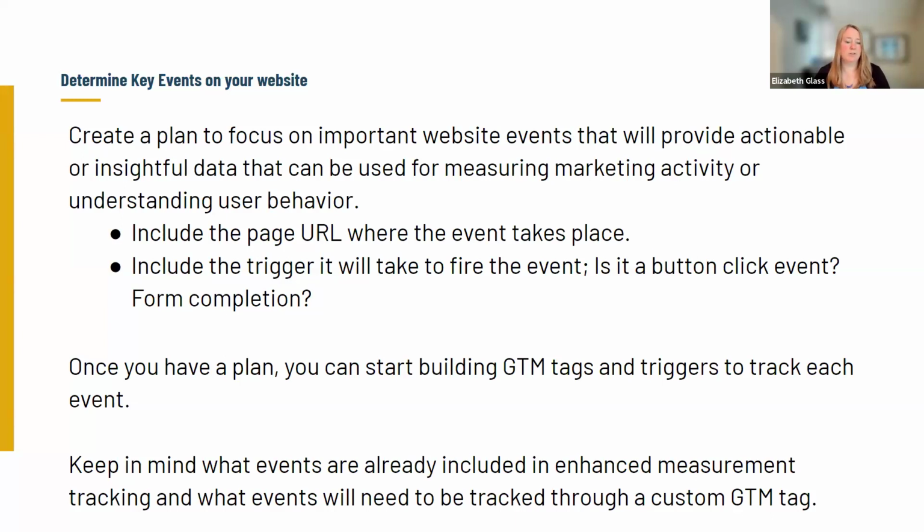So once you have all your list of events that you want to create, then you can go into GTM and start building your tags. And then you can create triggers that would fire each event off. So keep in mind what events are already included in enhanced measurements. You don't want to duplicate what's already being collected. And then you want to keep in mind what needs to be done through a GTM tag.